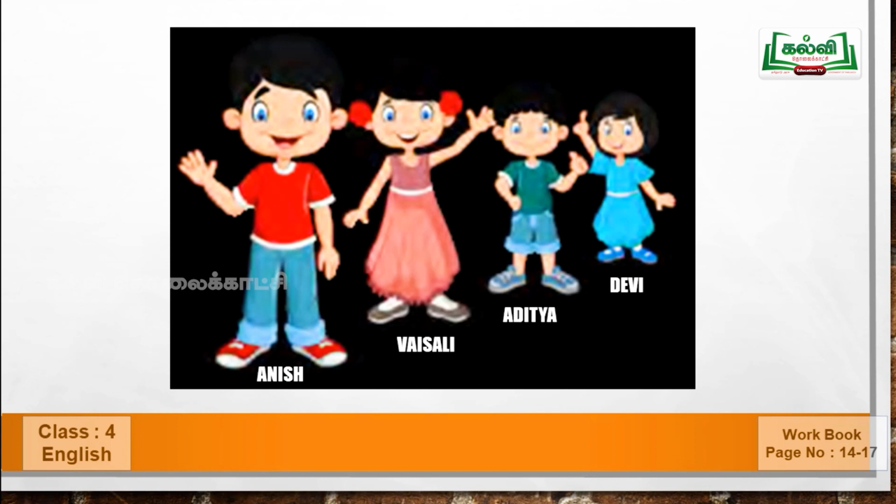There are 4 children standing in a line. First one is Anish. Second one, Vaishali. Third one, Aditya. And the last is Devi. 4 children are standing in a line.